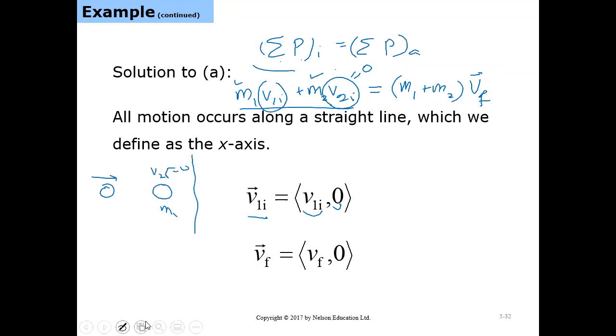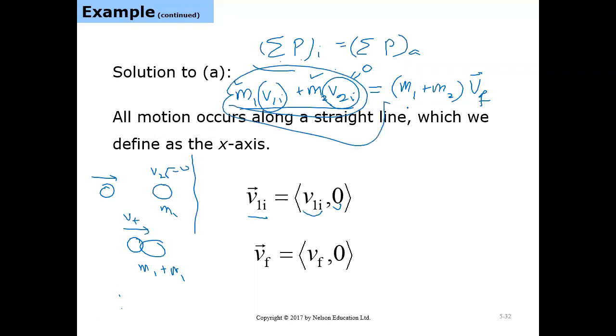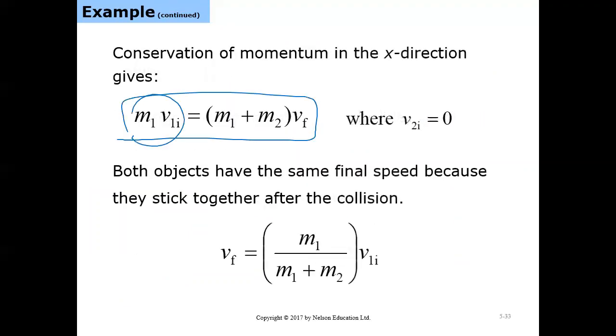It's given in the question for this particular problem. Afterward, they become just one object and has a velocity Vf. So this is the total momentum before, and this is the total momentum after. And we say they are equal. That is conservation of momentum. So I can write that equation here.